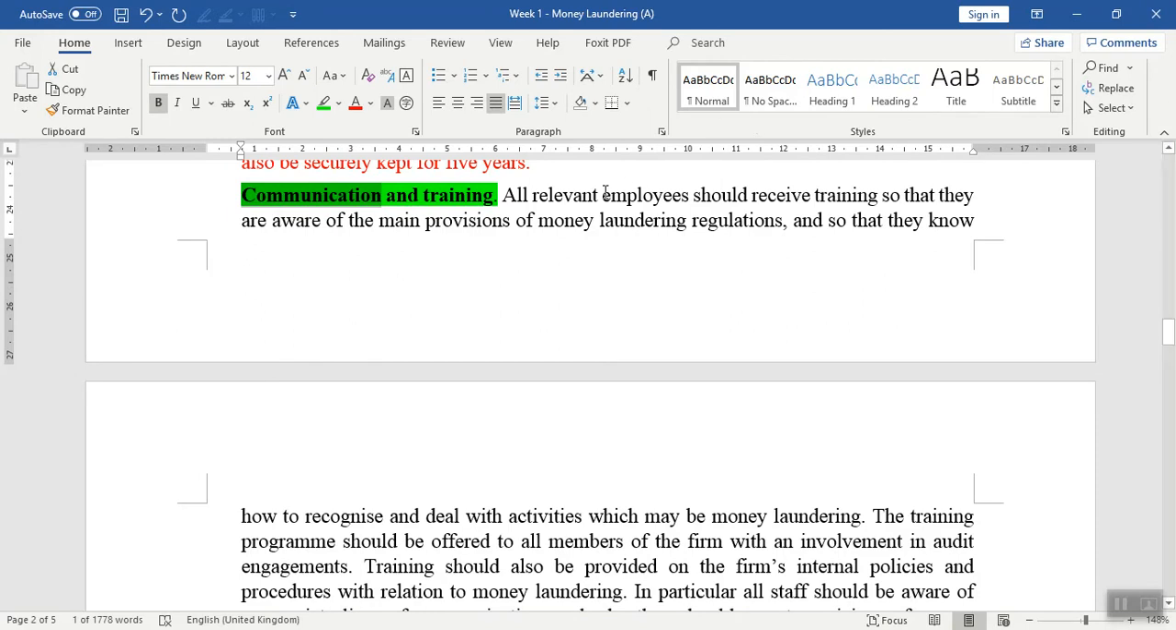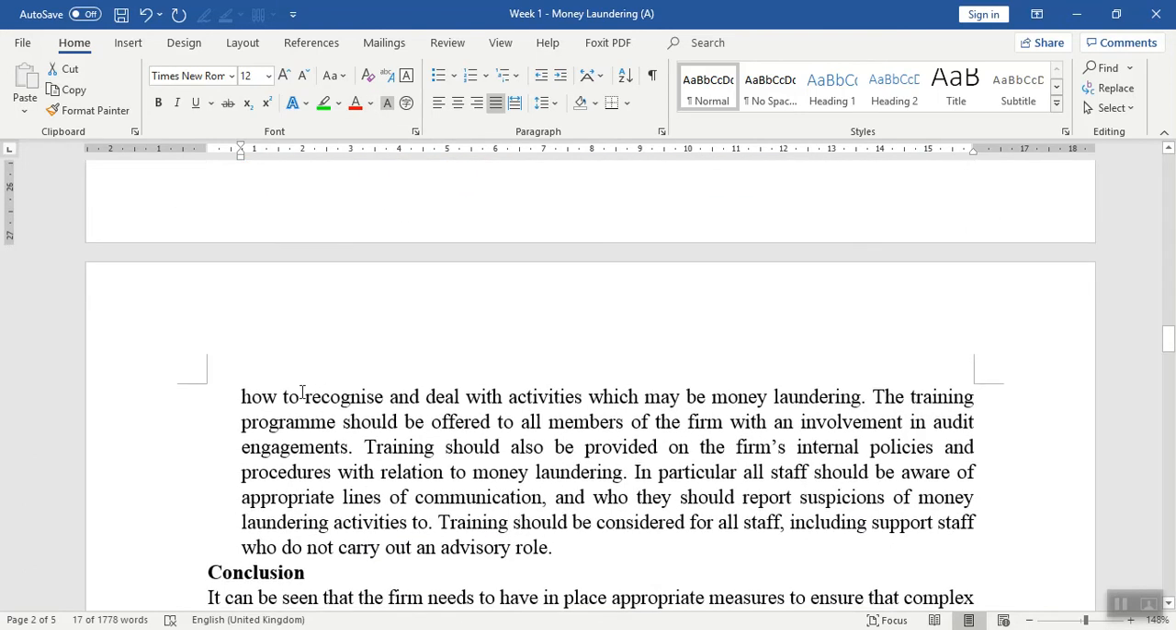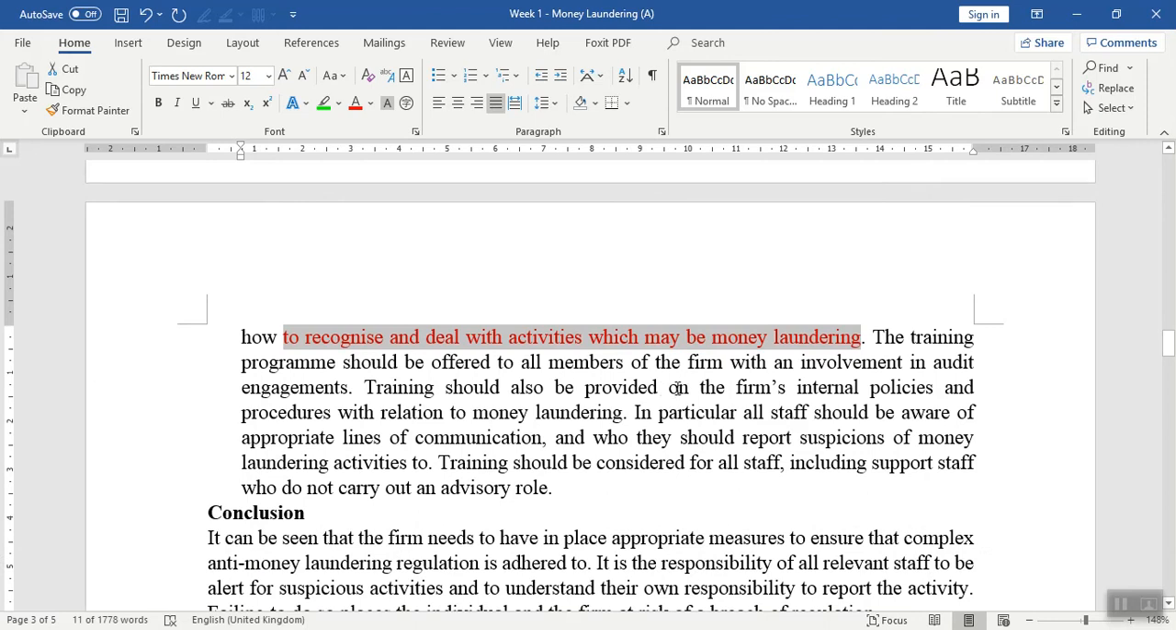Okay, so you can see now all relevant employees receive training so they are aware of the main provisions of the money laundering regulation. And they know how to recognize and deal with money laundering. Can you see or not? Okay, so this is the thing that you have to be aware of. So add extra here.